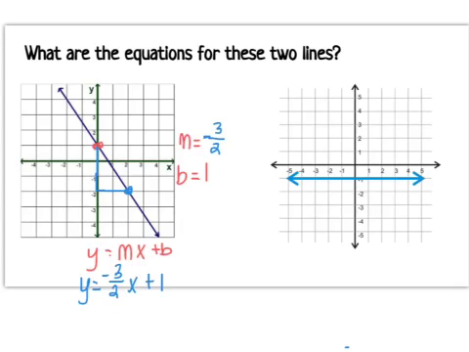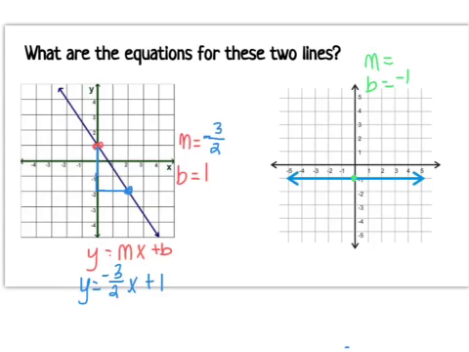Alright, so the next one is a little different. We can still identify our slope and our y-intercept. Again, I'm going to do the y-intercept first. It's easier. I see that it's negative 1. So now my slope is rise over run. But when I see this, my rise is 0. The slope is not going up or down.